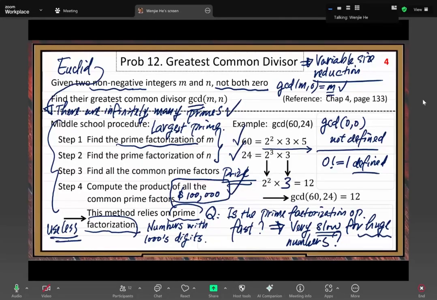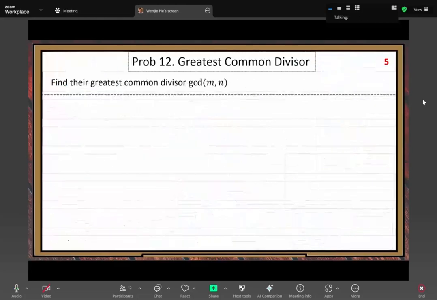So let's continue. Now we need to find some algorithm that does not rely on prime factorization, a very expensive operation. All right, so method number 2. We need to use a different property. Our goal is to reduce the problem size.